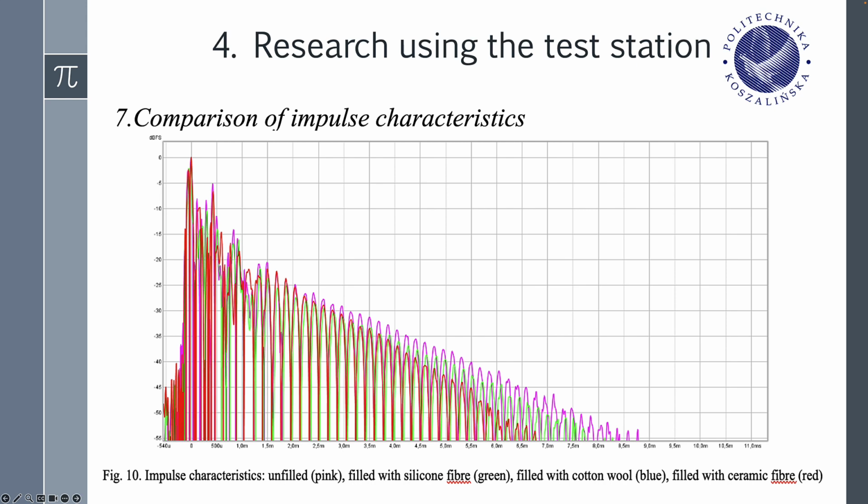The chart, Figure 10, confirms the effect of the acoustic chamber filling material on the time of impulse characteristics: fading. Unfilled, pink; filled with silicone fiber, green; filled with cotton wool, blue; filled with ceramic fiber, red. The longest characteristics fade-out time occurs when there is no filling. After the use of silicone non-woven, the time was slightly reduced, 8 ms; with cotton wool, 7.5 ms; and ceramic fiber, 7 ms, having the shortest pulse fade-out time.